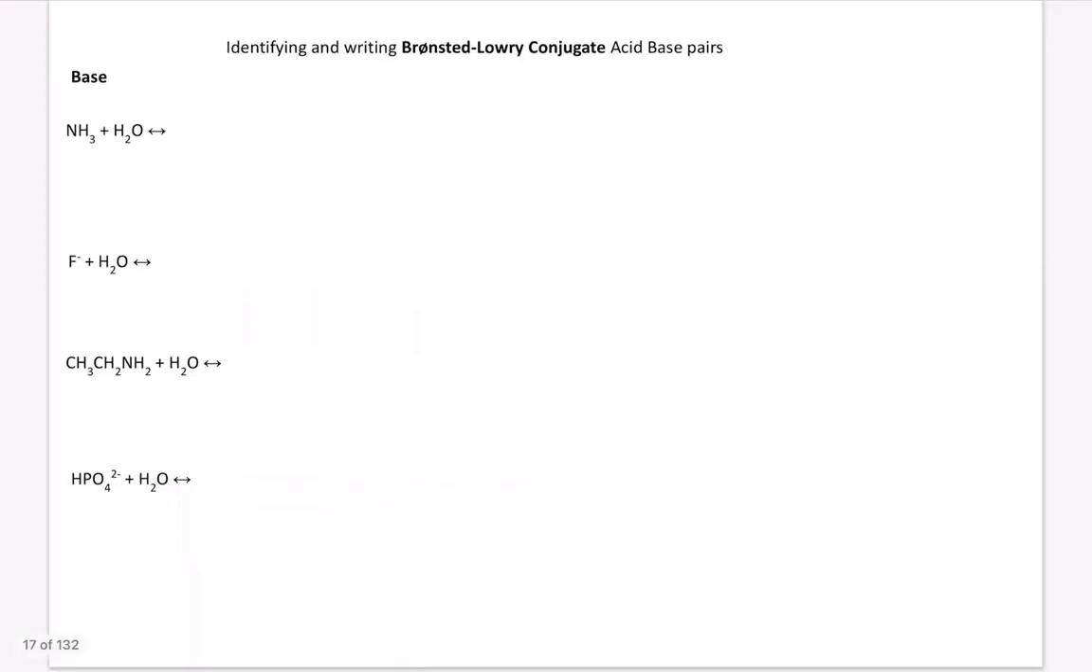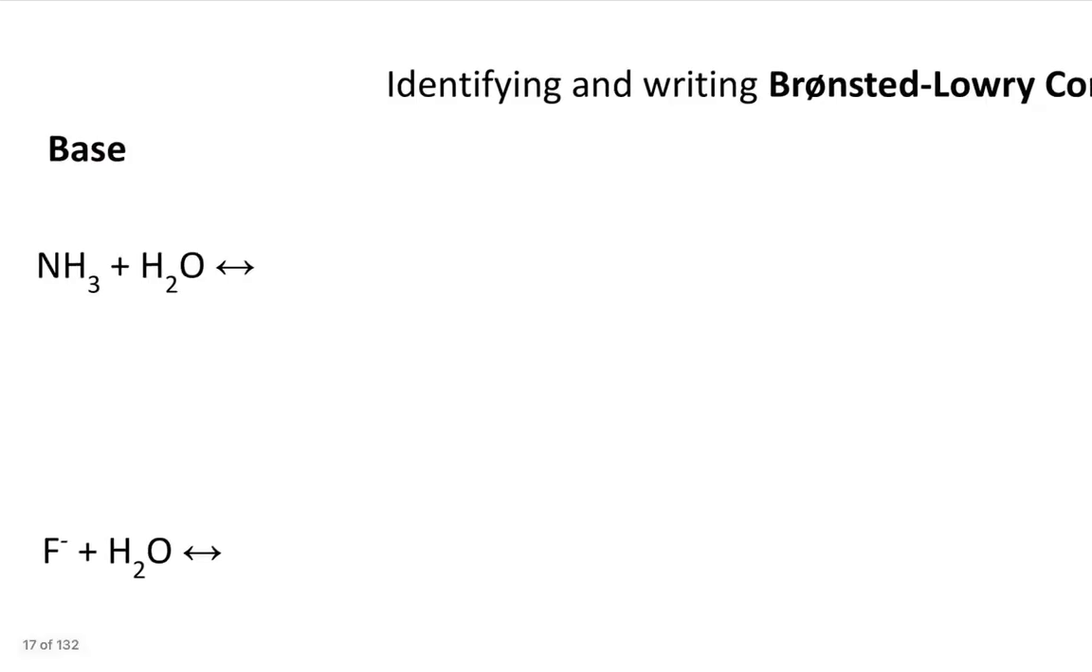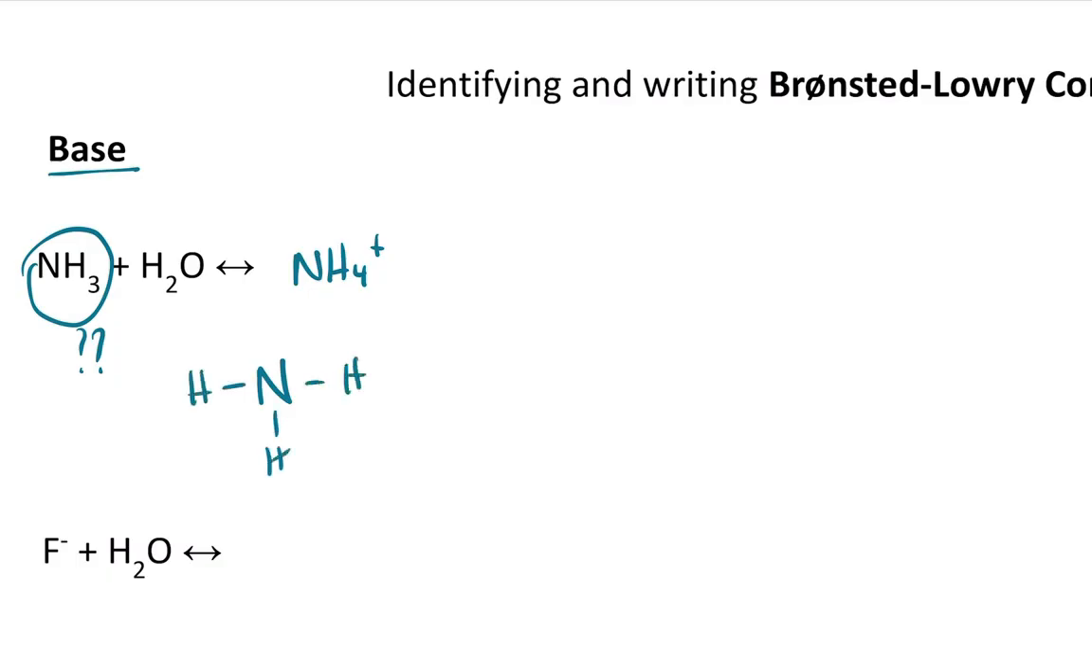Brønsted-Lowry conjugate acid-base. So over here, we're going to have the NH3, H2O. And we know that here we're looking at the base, how they behave. So NH3 takes on the form of NH4 plus. It has accepted that proton. Why? Because if you look at the Lewis dot structure of this NH3, you will see that it has a lone pair of electrons that can accept a proton.